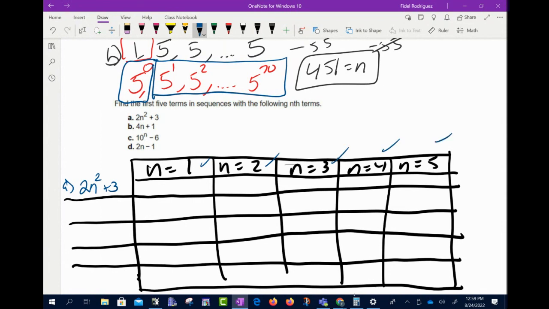Okay, so first question, what is 1 when you square it? 1 times 1 is 1. What's 1 times 2? 2. What's 2 plus 3? 5, right? Okay.